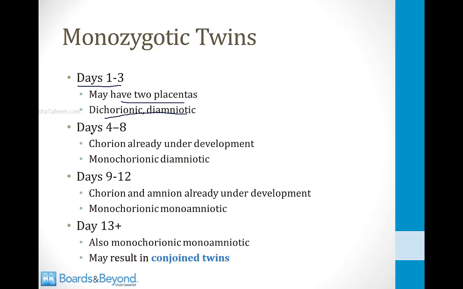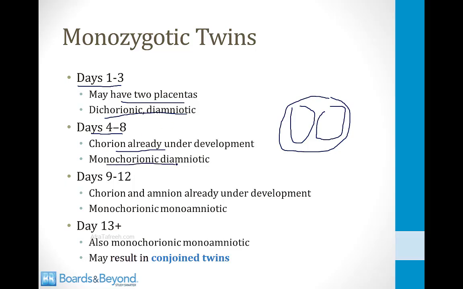If the zygote divides in days 4 through 8, at this point, the developing zygote has entered the blastocyst stage and the chorion is under development. So you are going to get a pregnancy with a single chorionic membrane that contains two amniotic membranes, each with its own baby. This is called a monochorionic diamniotic pregnancy.